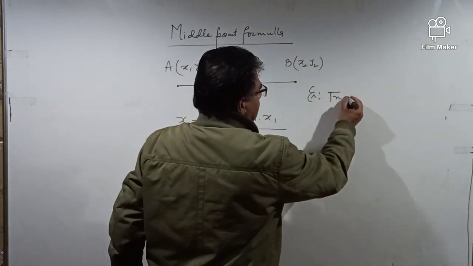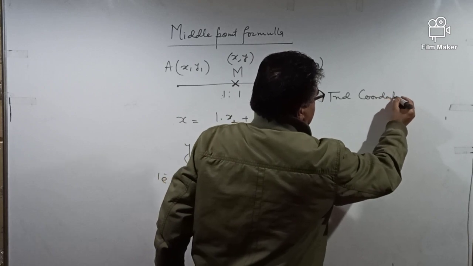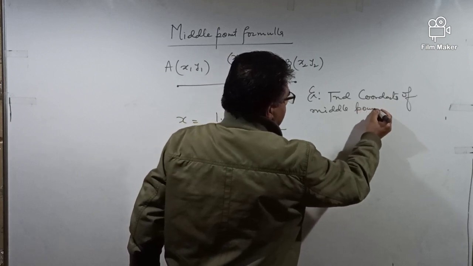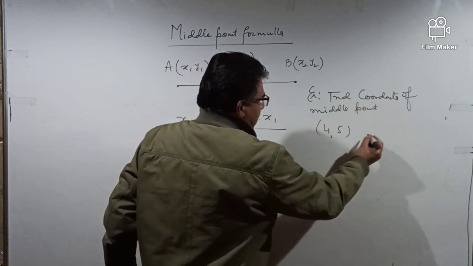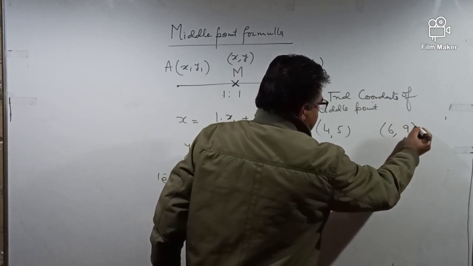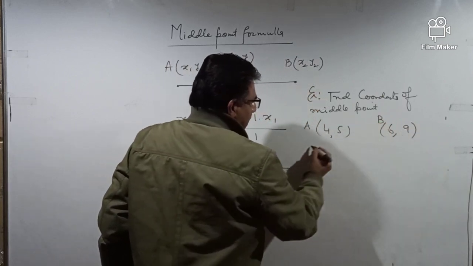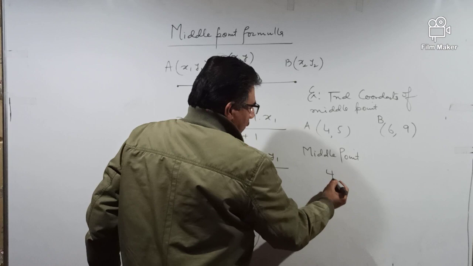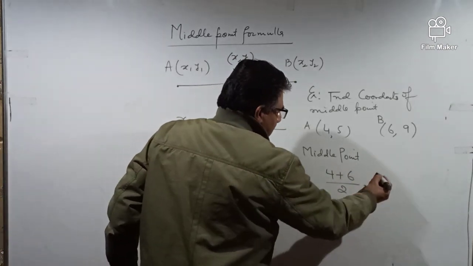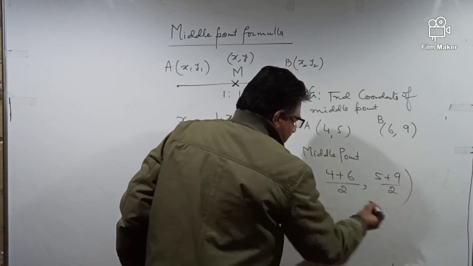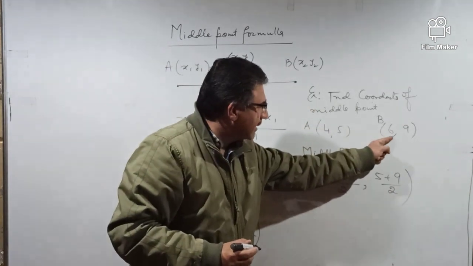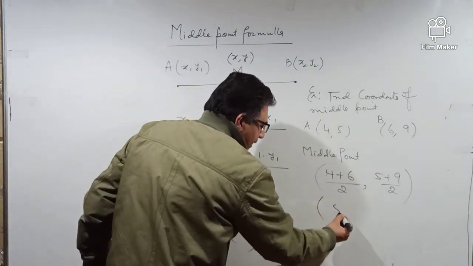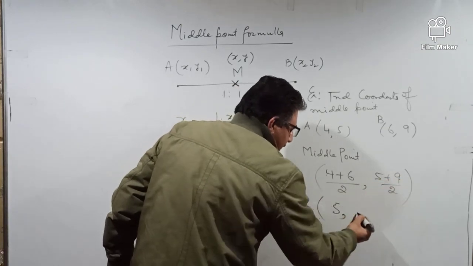Example is find the coordinates of the middle point of 4 and 5 as one point, 6 and 9 as another point. Say this is A and this is B. What are the coordinates of the middle point? So the coordinates of the middle point are 4 plus 6 divided by 2, 5 plus 9 divided by 2. Simple. Add the first coordinates, divide by 2. Add the second coordinates, divide by 2. 6 plus 4 is 10, 10 divided by 2 is 5. 9 plus 5 is 14, 14 divided by 2 is 7.